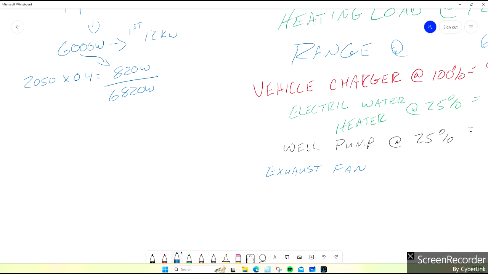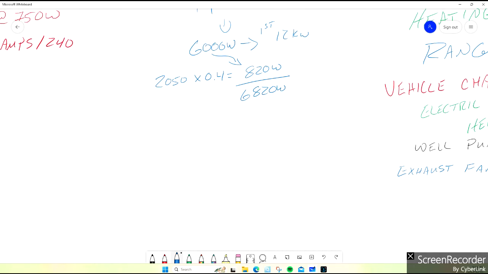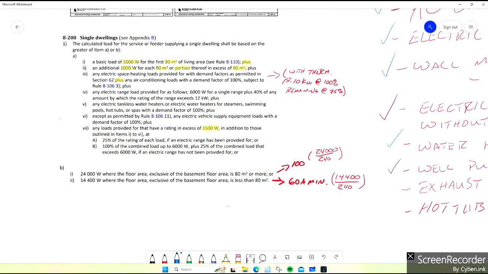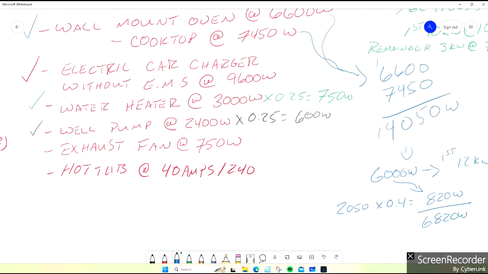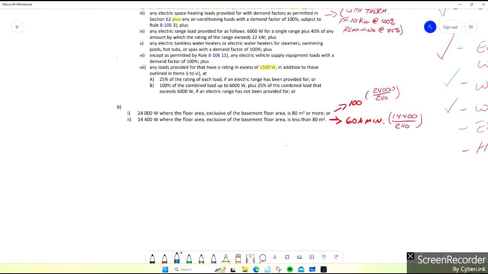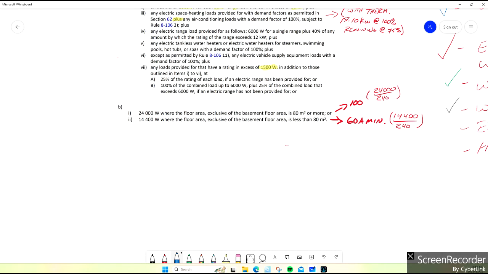Now, I threw this in here just to make sure you watch out for stuff like this. It's 750 watts. If you go back and look at 8200, there's nothing specific about exhaust fans, right? So we come down to item 7 again. Now, this one only is enabled when the rating is in excess of 1500 watts. Our exhaust fan's only 750 watts, so we don't apply anything to it. It's less than 1500. If it's 1500 exact, then you would have to include it. But when you read the rule, it says rating in excess of 1500.